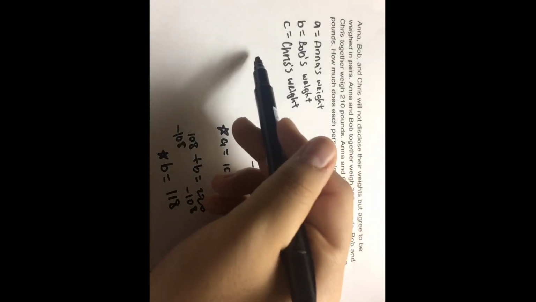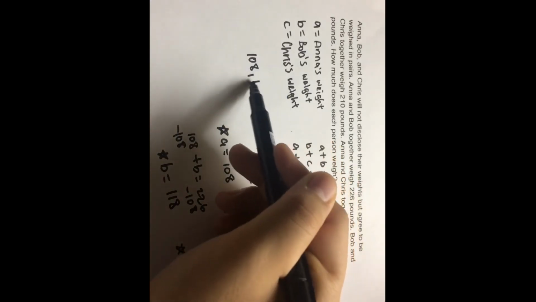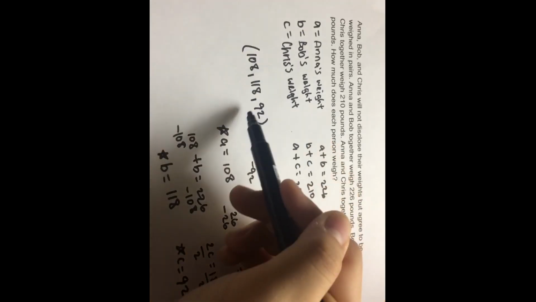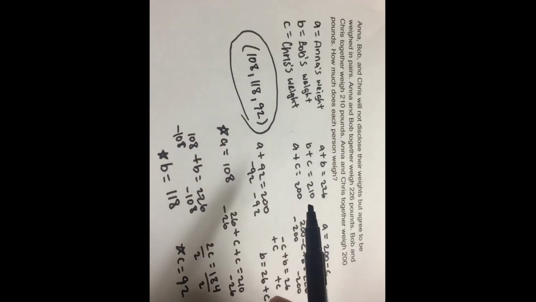So since we have all 3 answers, we have to put them into coordinate point form, which is A, B, and C. So I'm going to put 108, 118, 92 with the parentheses. This will be my answer for this question, which states that Anna's weight is 108 pounds, Bob weighs 118 pounds, and Chris weighs 92 pounds.